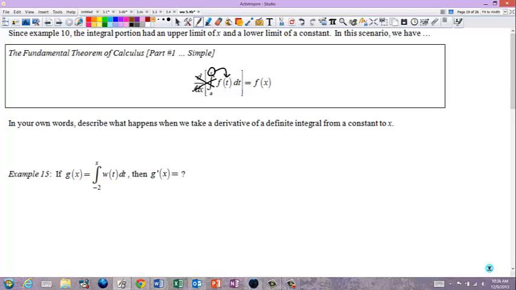This is in your own words. Describe what happens when we take a derivative of a definite integral from a constant to x. The derivative and the integral cancel out and you stick the x in. So if g of x equals the integral from negative 2 to x of w of t dt, then g prime of x would just be w of x. Yay, easy.